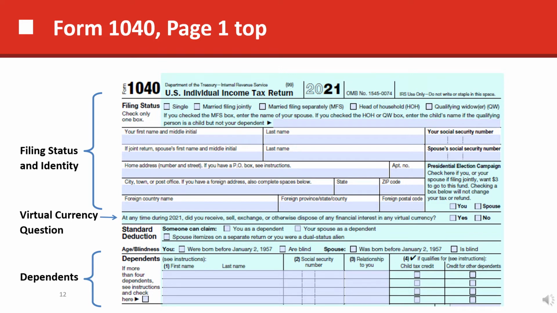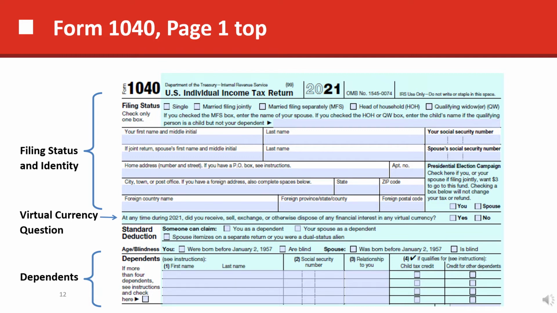So that question is getting more and more important each year because more and more of our citizens are investing in virtual currency. And if virtual currency is received as income, it is taxable. So the IRS really cares about the fact that people are invested in virtual currency and how they're using that virtual currency. The most popular of those currencies, of course, is Bitcoin, but there are literally thousands of different virtual currencies that are in use today.